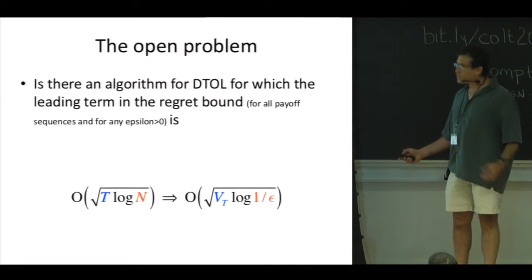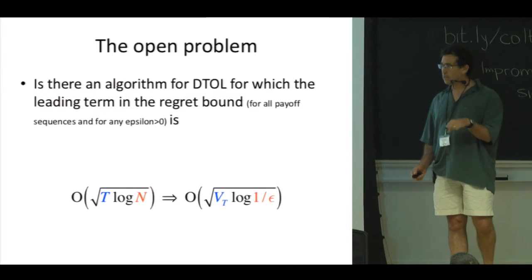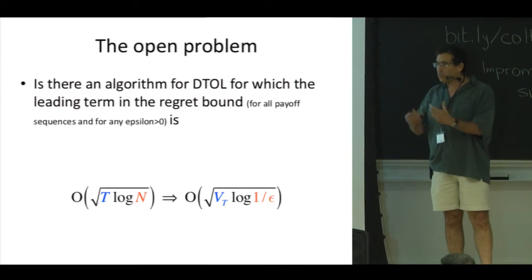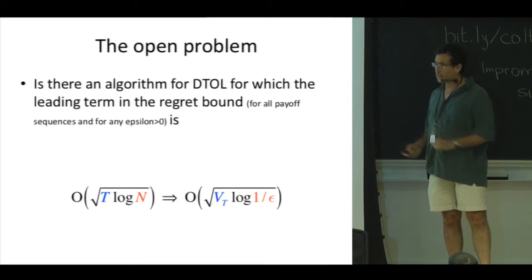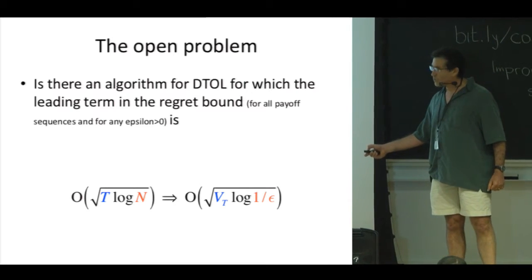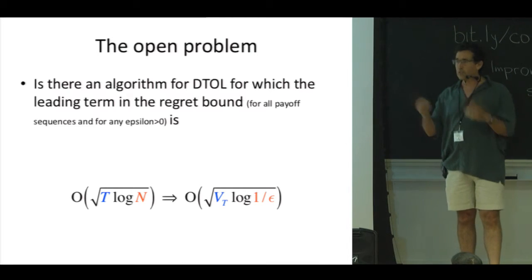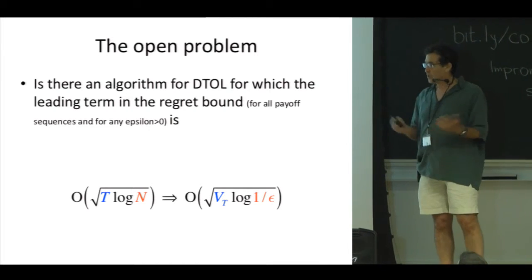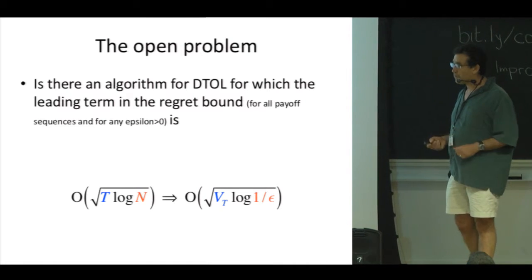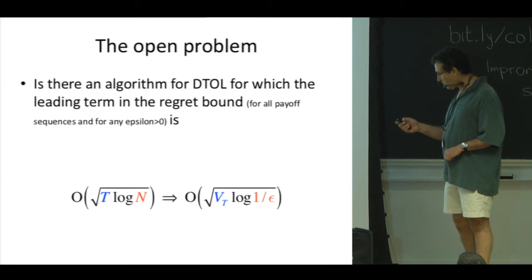V_t is some kind of intrinsic measure of time, if you will. It tells you how much real switching around has happened, instead of just time. It might be that there is a long time in which all of the experts basically do the same thing, so there's no reason to pay for that time. So that's basically the open problem.